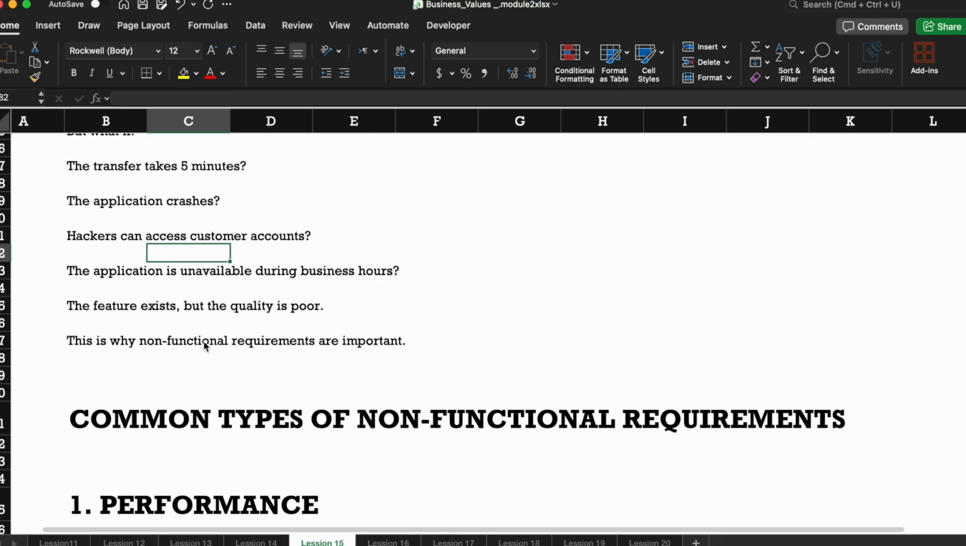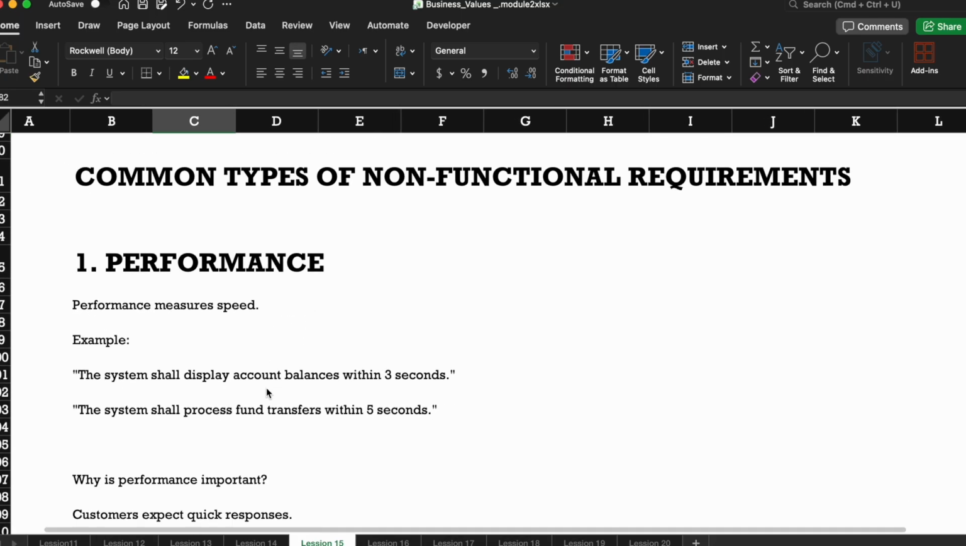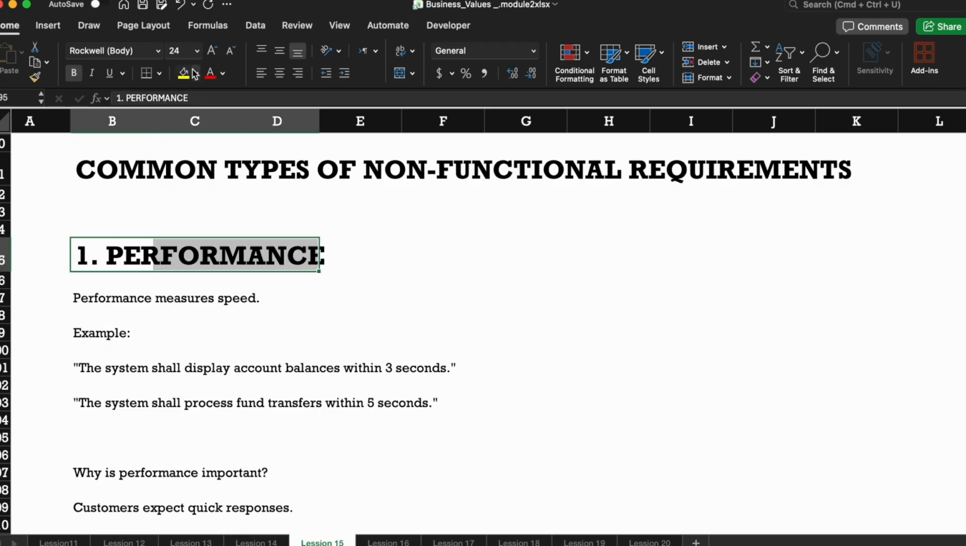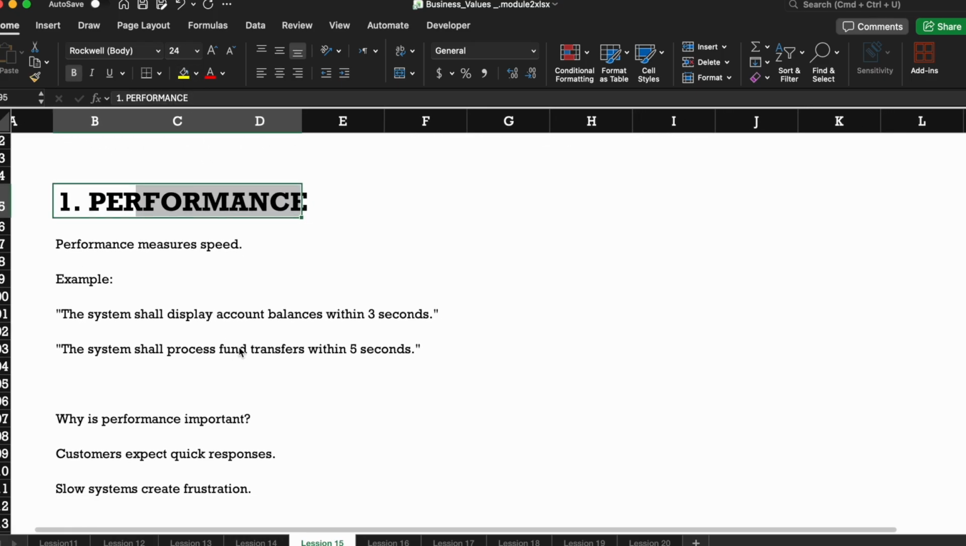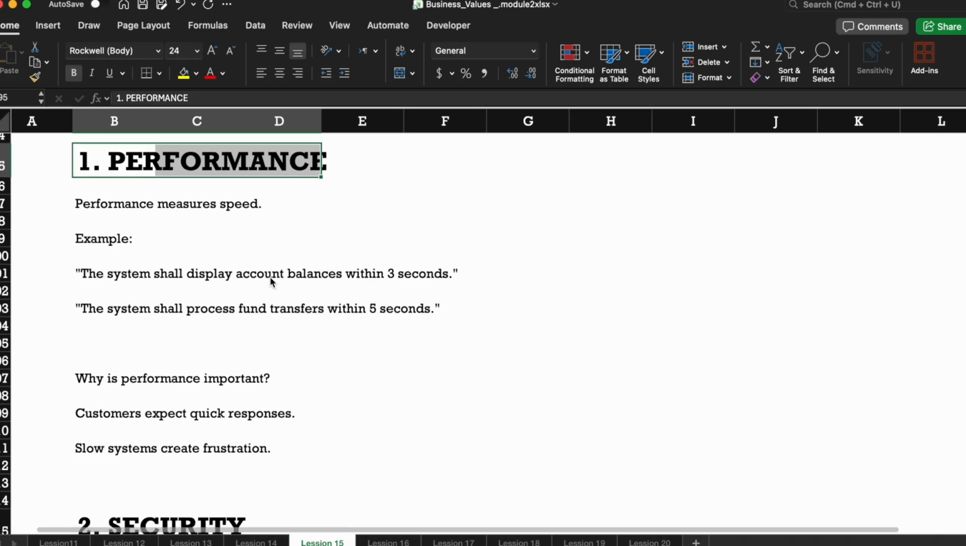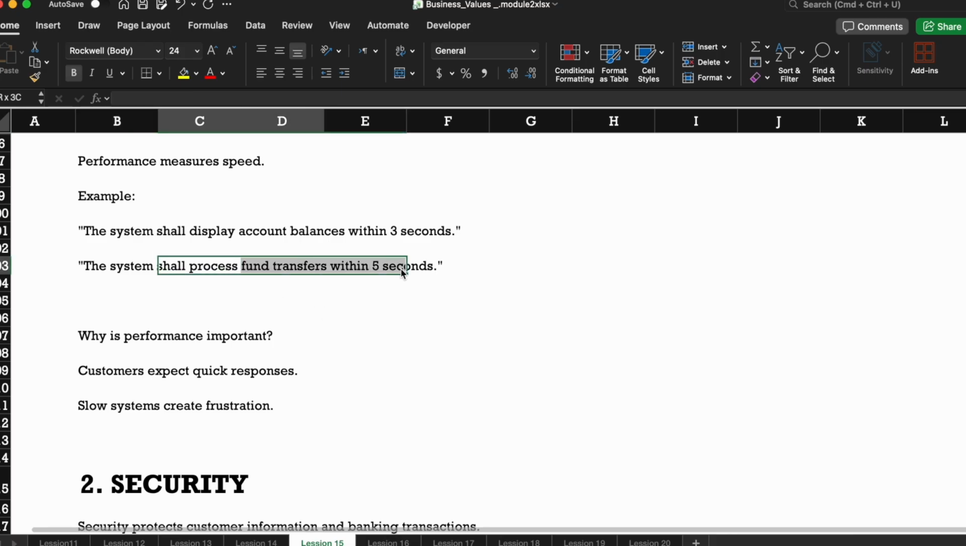This example clearly tells us we can transfer funds, but if it takes 5 minutes, it's no longer in use. A common type of non-functional requirement is performance, which measures speed. The system shall display account balance within 3 seconds, or 2 seconds, that's an SLA. The system shall process fund transfers within 5 seconds. When you transfer money to your brother or sister, it should reach their account within 2-3 seconds.